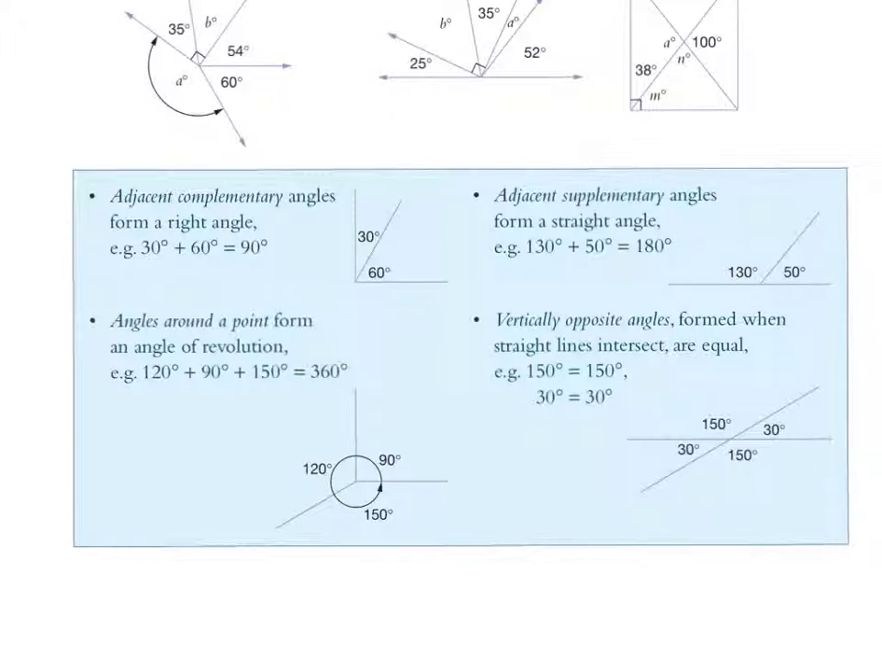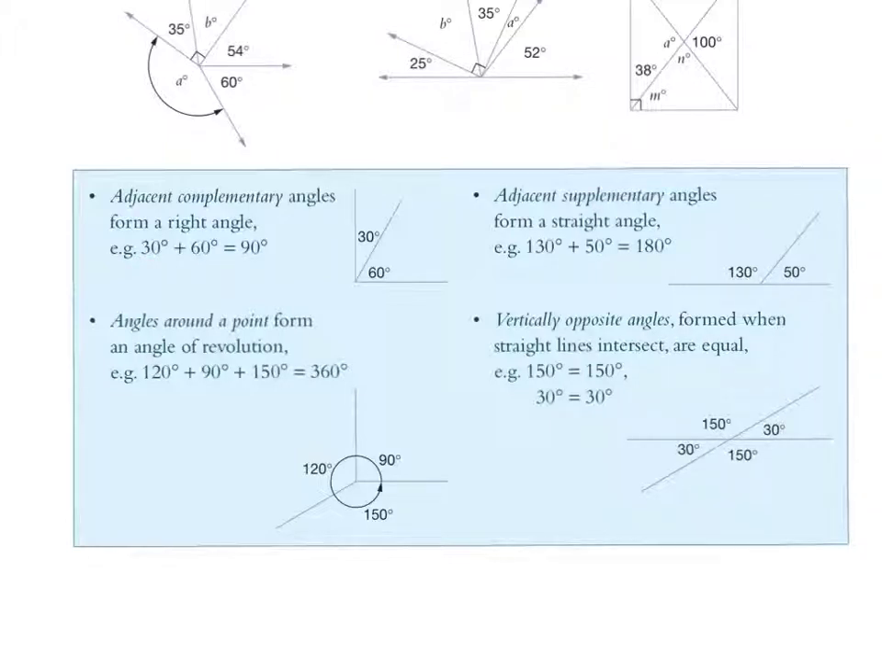Basically there are 4 special types of angles that I want to introduce you to today. The first one is the adjacent complementary angles. Complementary angles always add up to 90 degrees. You can see that here. The fact that they're adjacent means that they're right next to each other, so you can think of them as next door neighbours. Here you've got an angle of 30 degrees and an angle of 60 degrees living right next door to each other, and they'll equal 90 degrees if they're complementary angles.